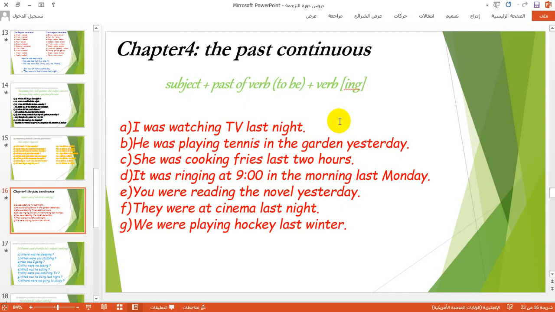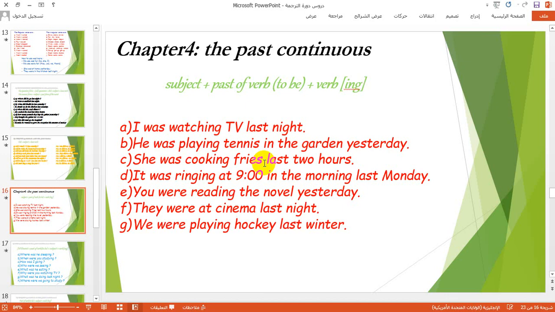But in the past continuous we should use was or were. Was for the singular and were for the plural. As you see here in the examples: I was watching TV last night. He was playing tennis in the garden yesterday. She was cooking fries for the last 2 hours. It was ringing at 9 o'clock in the morning last Monday. You were reading the novel yesterday. They were at the cinema last night. We were playing hockey last winter.